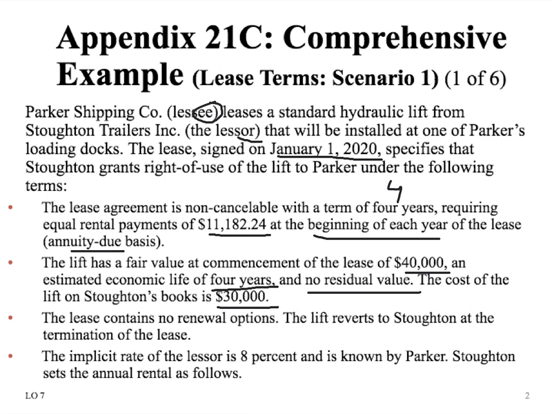The implicit rate of the lessor is 8%. What does this mean? That means that these payments contain an 8% borrowing rate that was imposed by the lessor, and Parker, the lessee, does know about the rate. Stoughton sets the annual rentals as follows.